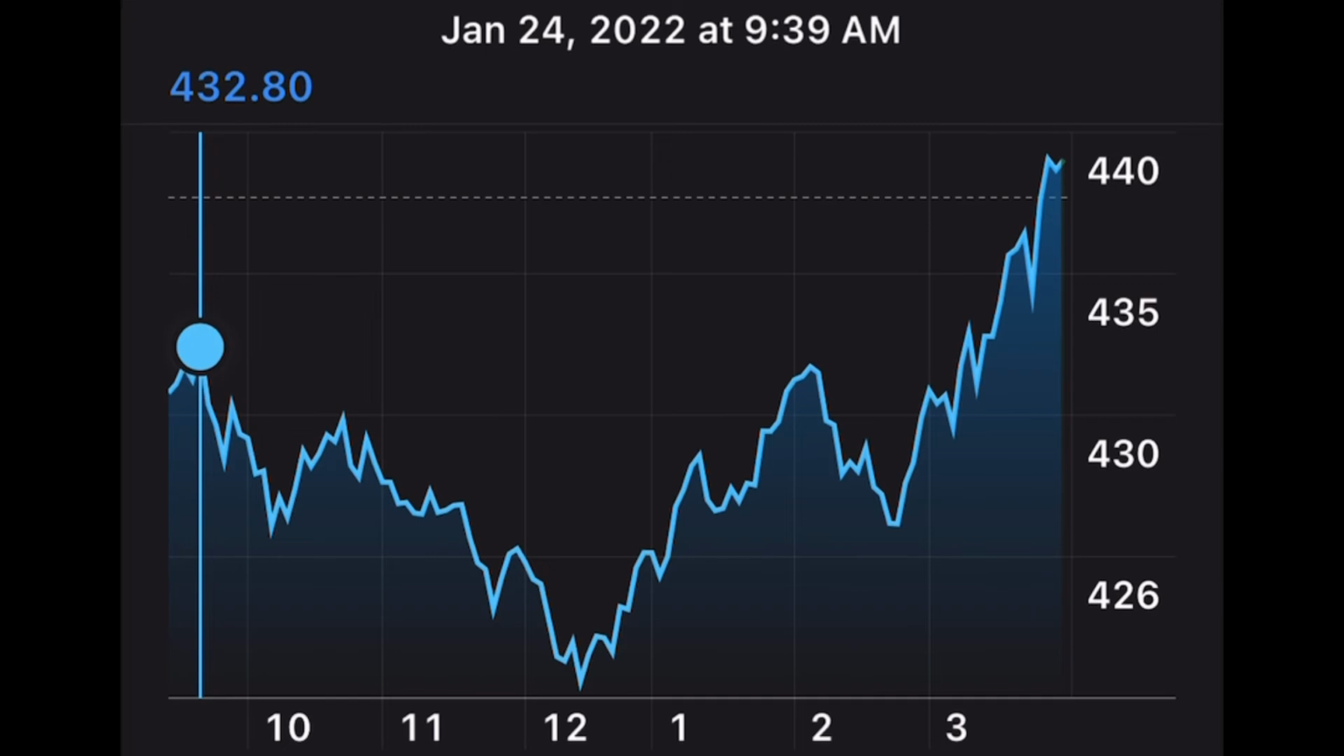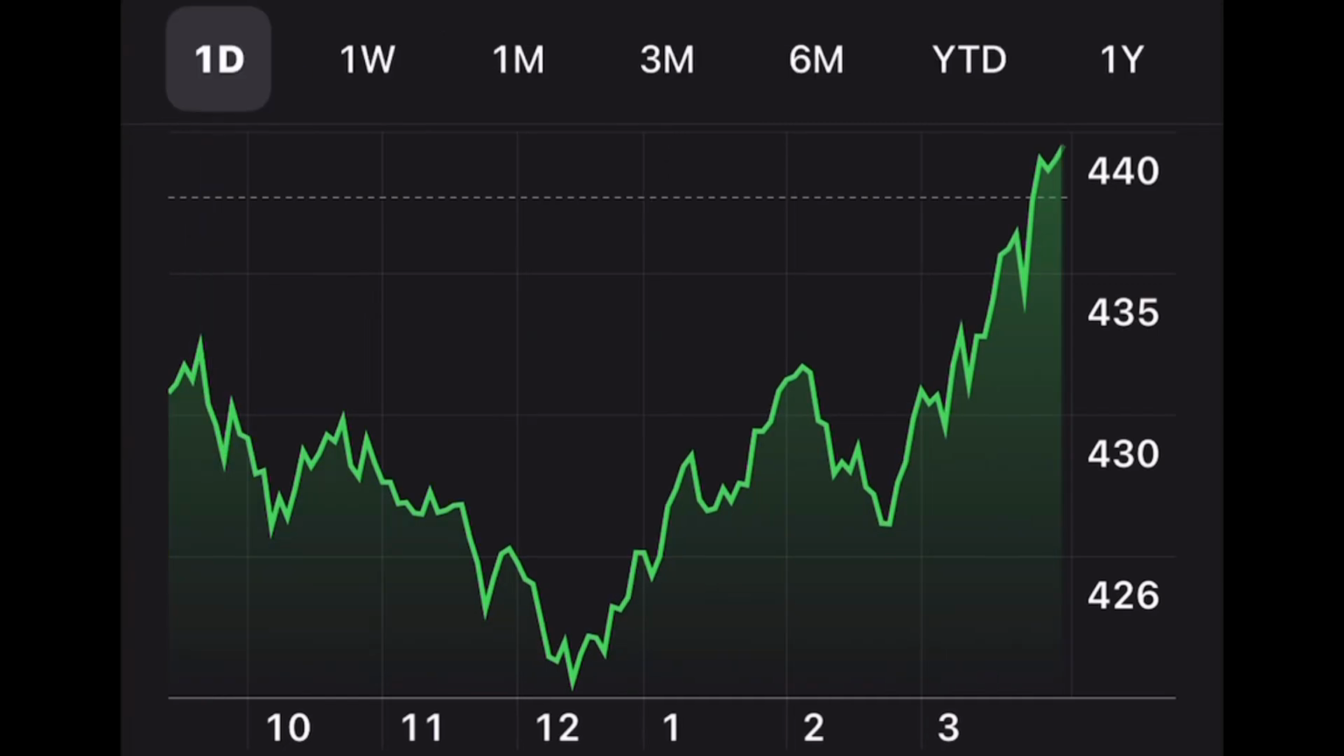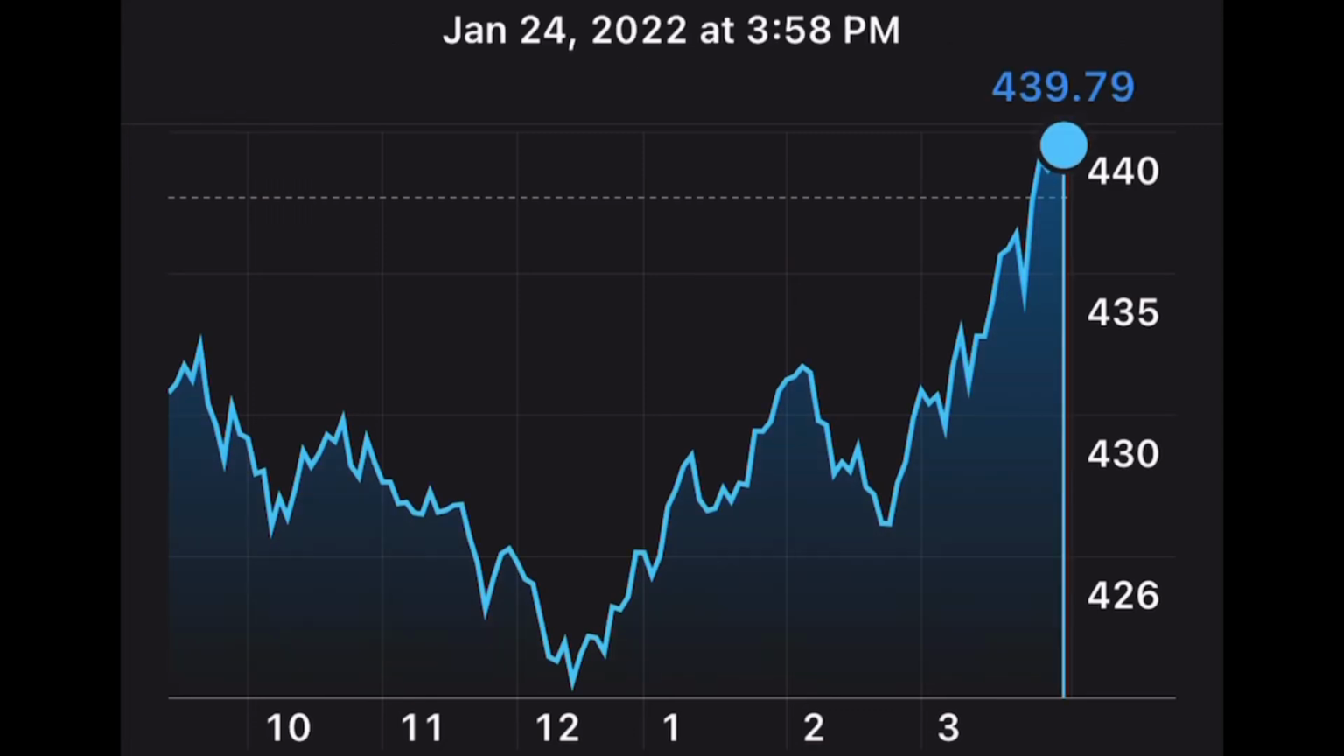Once again, let's look at it. 432, the SPY. We're looking at the one-day chart. You can see all the peaks and valleys of the day. So this day was very volatile. You don't see it too often with market reversals like that.